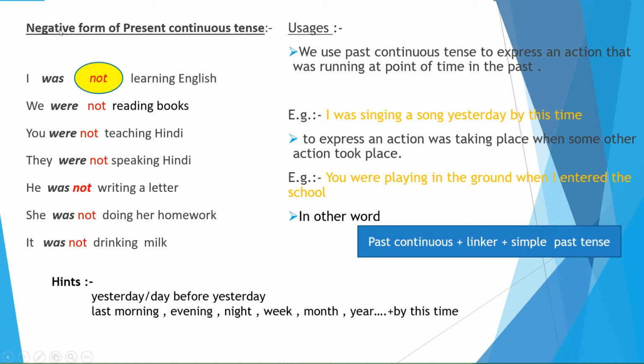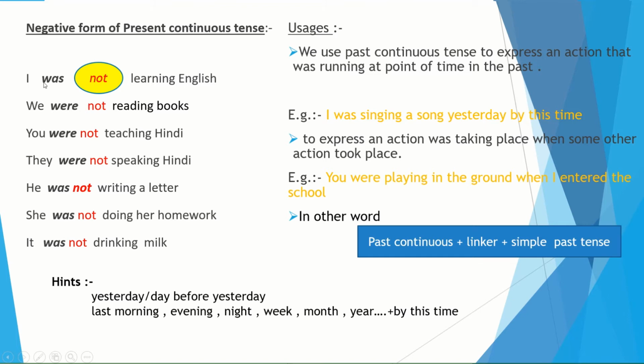Next is negative form of past continuous tense. How to write negative form? The only thing that you have to do to form a negative sentence is add not to was. So I was not learning English. We were not learning English. You were not teaching Hindi. They were not speaking Hindi. Then he was not writing a letter. She was not doing her homework. It was not drinking milk.